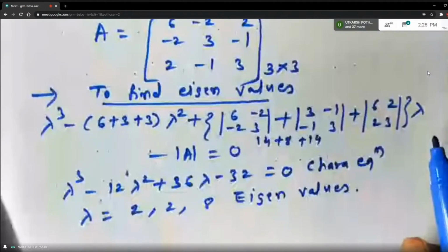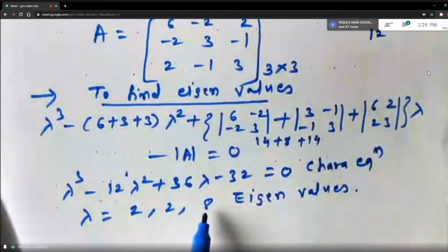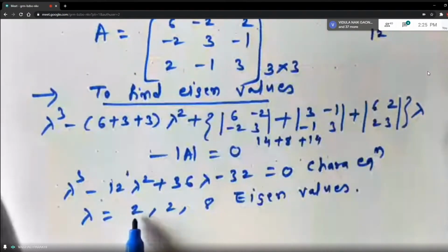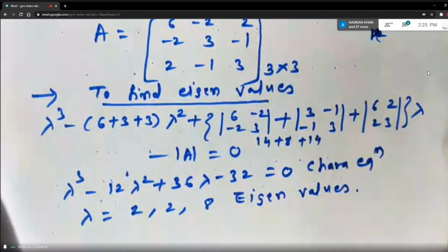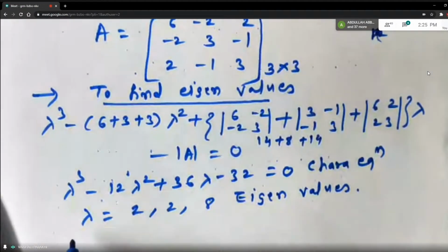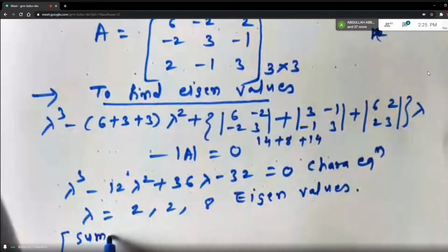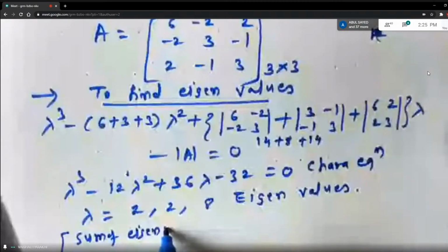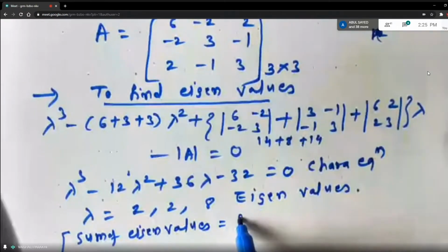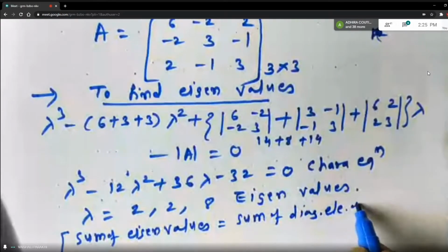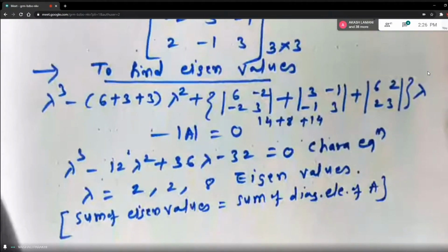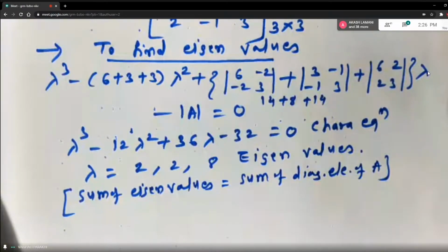The sum of the diagonal elements is 12. And what is the sum of the eigenvalues, students? 8 plus 2 plus 2 is also 12. So this sum and this sum are matching. Okay, so just to avoid confusion, you can write inside the bracket: sum of eigenvalues is equal to sum of diagonal elements of matrix A. So this is very important to check, because based on this your other calculations will be correct or false. Okay.